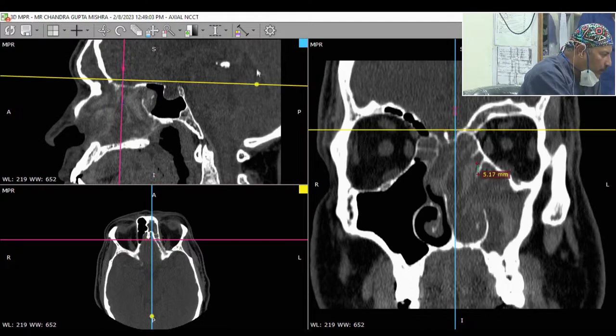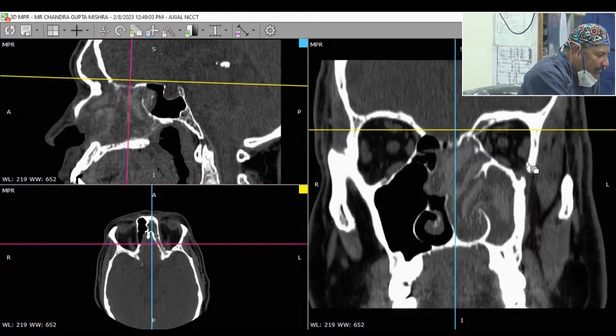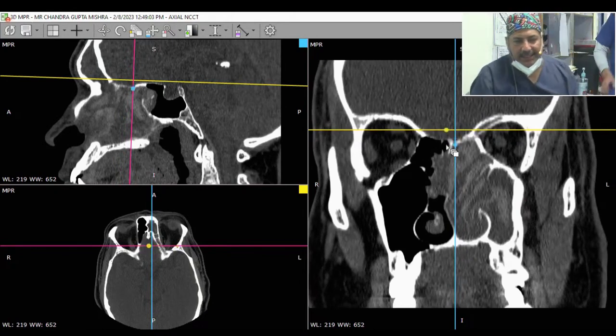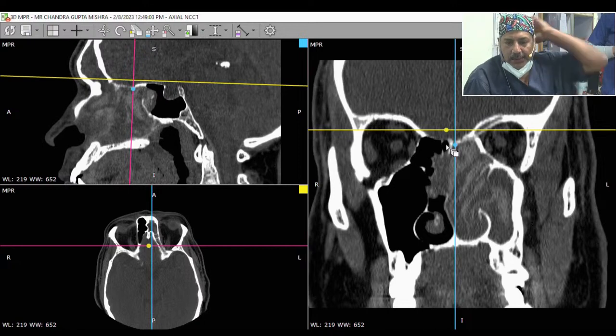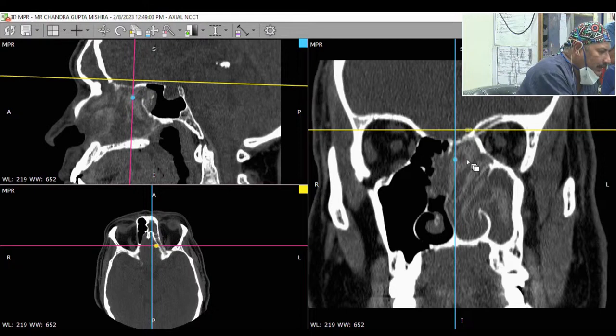Now, from this point, if I go behind, the anterior ethmoid ends. See now the cribriform ends, and the posterior ethmoidal roof starts. That means the anterior ethmoidal artery traverses through the posterior-most part of the anterior ethmoidal roof. Got my point? Yes, sir. Where the artery is, behind that the posterior ethmoidal roof starts.